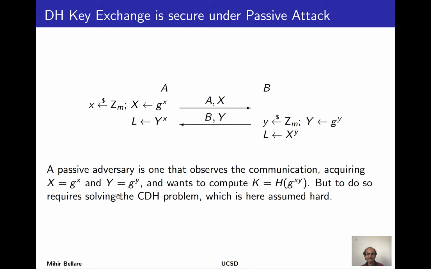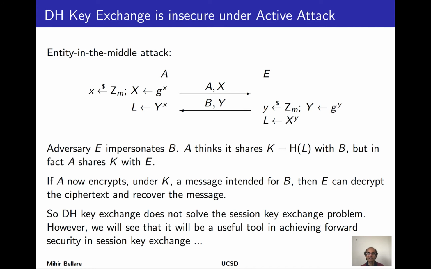Because this protocol has the important attribute of being secure as long as we measure security relative to passive adversaries, meaning ones that observe the communication. Such an adversary acquires big X and big Y and aims to compute K, which is the hash of g to the power xy. The main element of this, of course, is computing g to the power xy itself, because the hash function is public, and doing that requires solving the computational Diffie-Hellman problem, which we've assumed to be hard. So our takeaway is that at least for properly chosen groups, the Diffie-Hellman key exchange is secure under this type of passive attack.